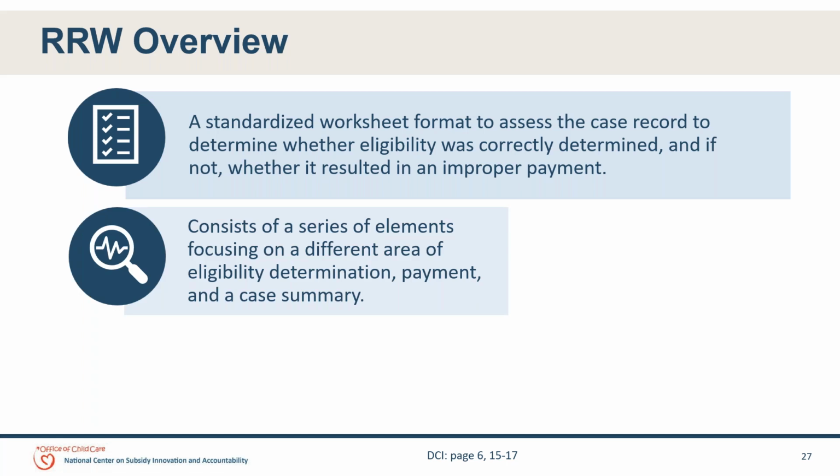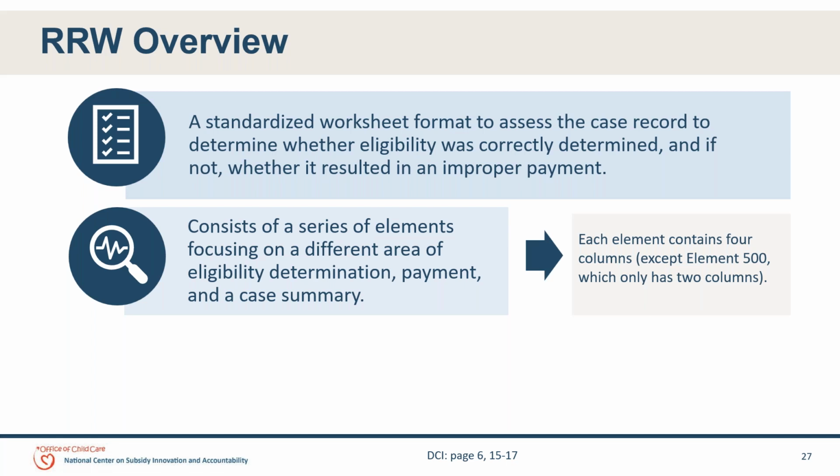The record review worksheet consists of a series of elements, and each of those deals with a different area of eligibility. Each element contains 4 columns, which have a specific purpose, except for element 500, which only has 2 columns. I'm going to show you the template so you can see what I'm talking about.